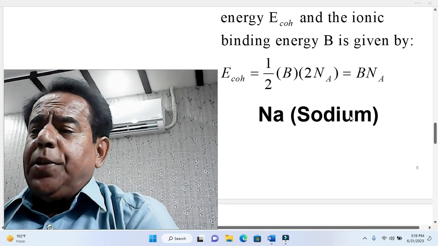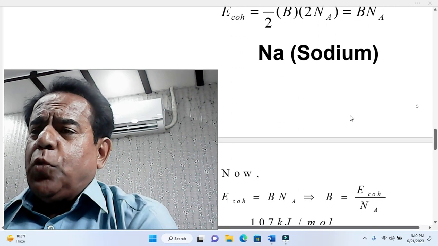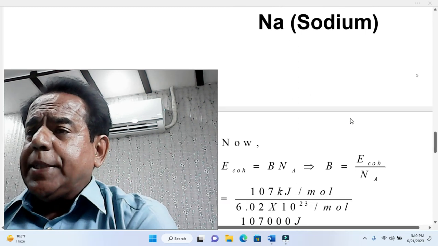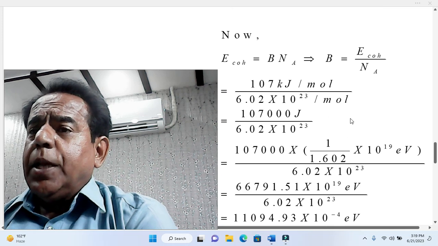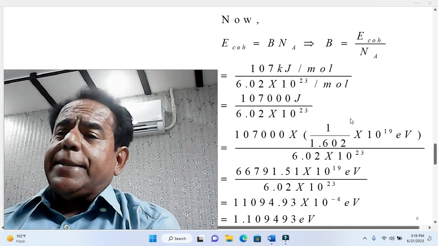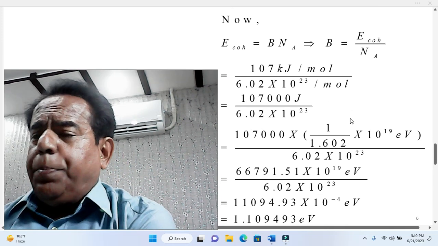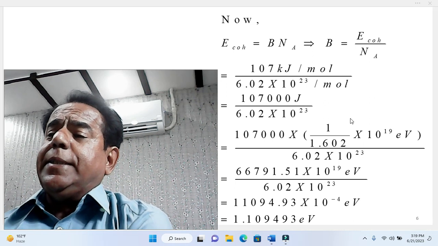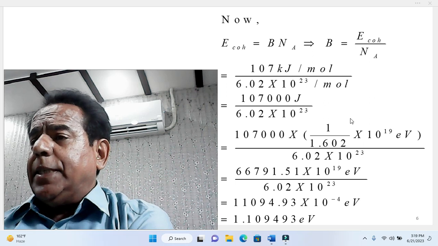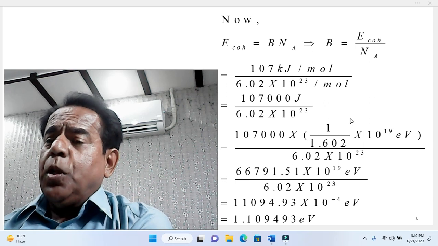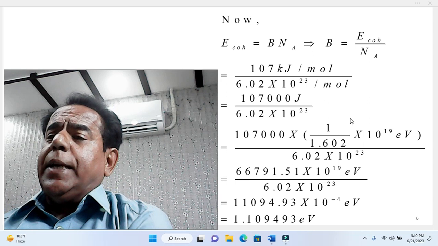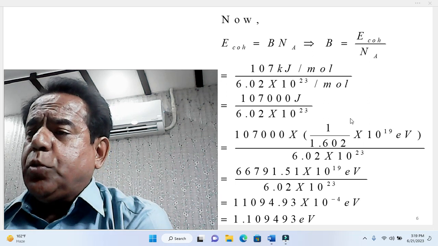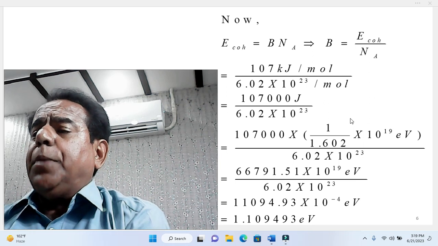Now we come towards sodium, Na, natrium. First we discuss sodium. Now we know that cohesive energy E_co is equal to binding energy into Avogadro's number. This implies that binding energy is equal to cohesive energy divided by Avogadro's number. So this becomes equal to 107 kilojoule per mole over 6.02 into 10 raised to the power 23 per mole.